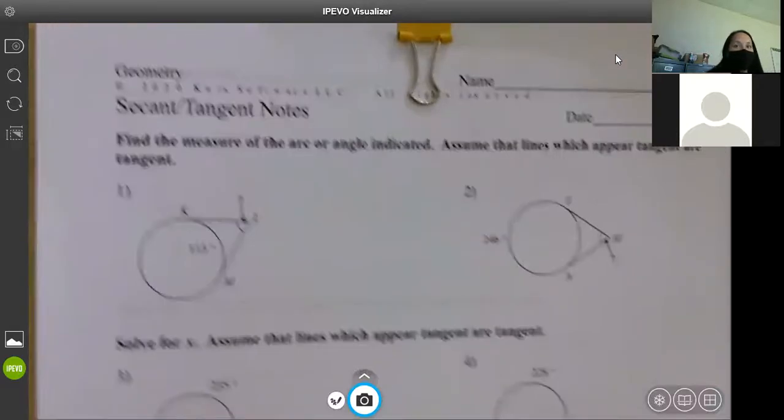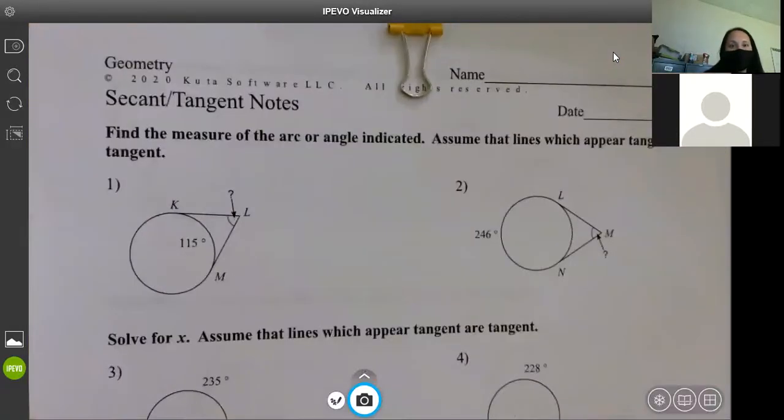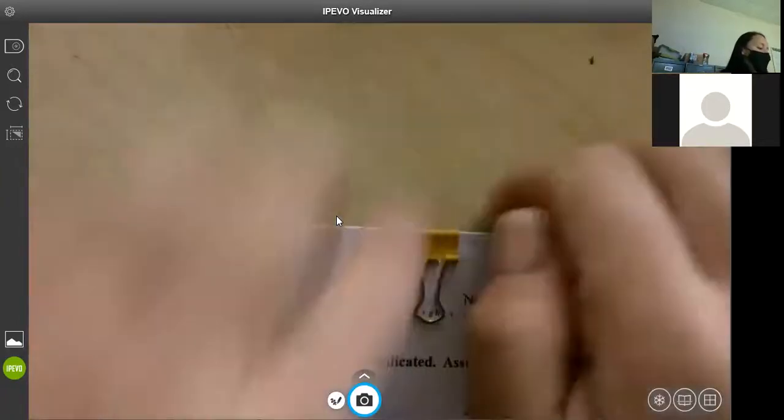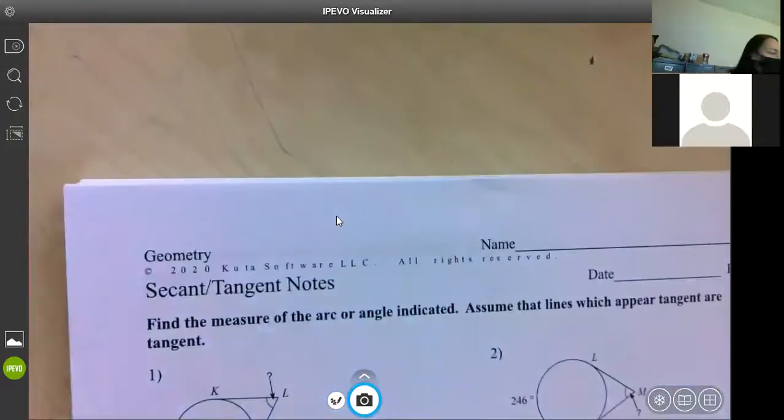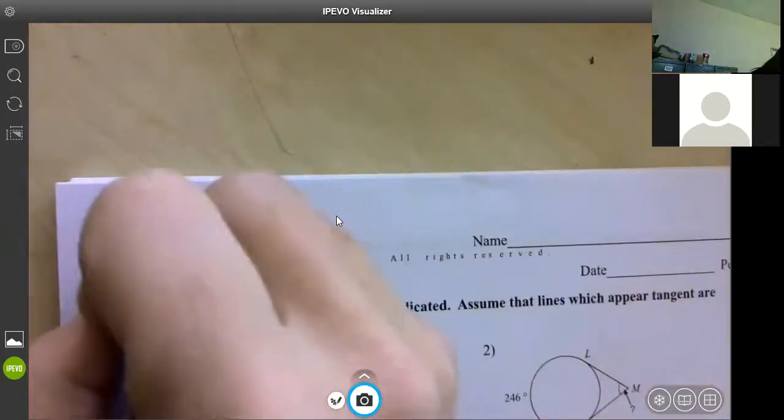So we're going to do secant tangent. All that is a type of lines through the circle. So I'll show you some different ones. Up here at the top, I'm going to show you the different ones. You can either have two secants.